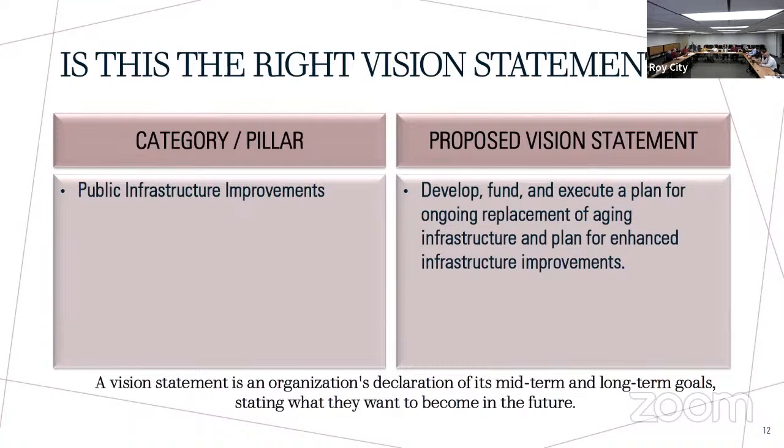So we will work that vision statement a little bit to add maintain, because I think that is important. Is it the vision statement we want to add it to, or actually the category or pillar? Because I think the vision statement itself says develop, fund, and execute a plan for ongoing replacement of aging infrastructure. So I think maintain is kind of in there. And then plan for enhanced infrastructure, that enhanced, I believe, is the improvement part. So I think it would be in the category of plan.